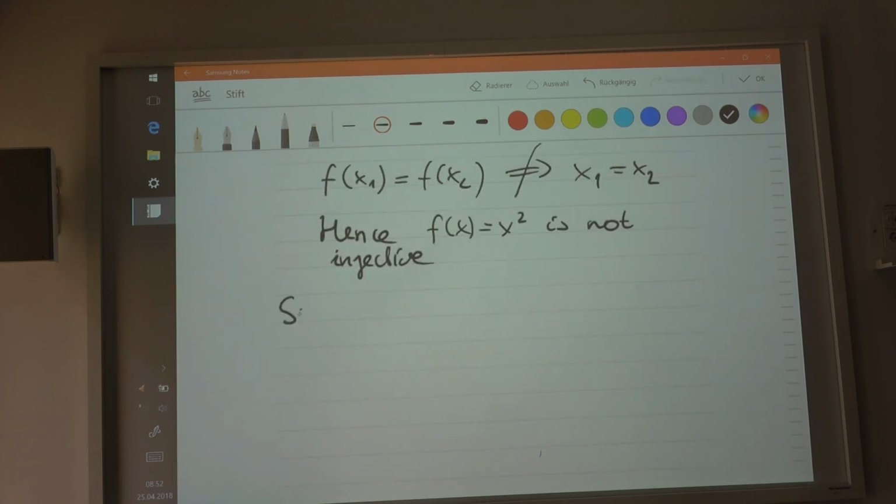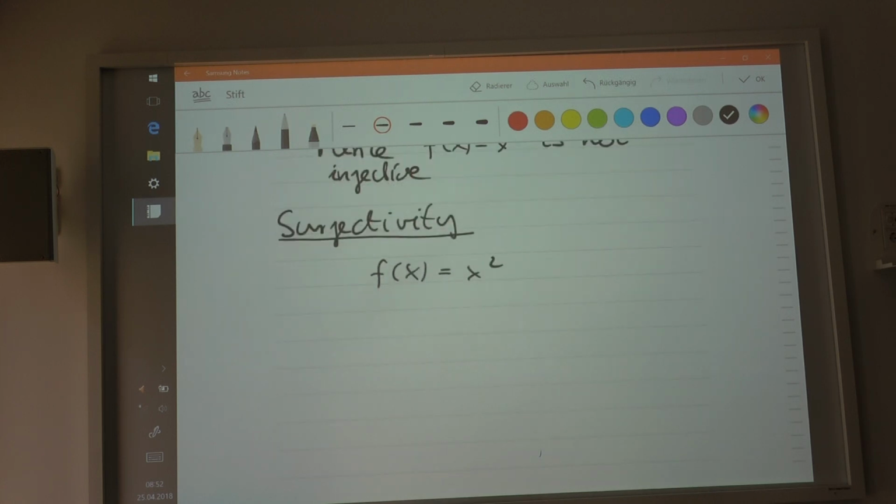So what about the surjectivity of the function? Every element has to have at least one pre-image, which is not empty. So for instance, if I'm giving you just the function again, what would be the pre-image of negative 1? Let me just add this here.